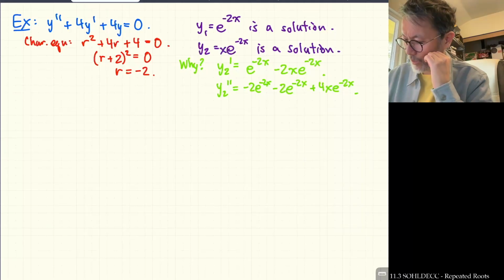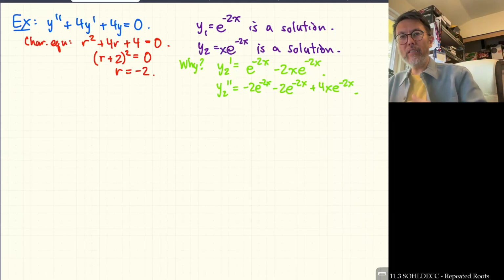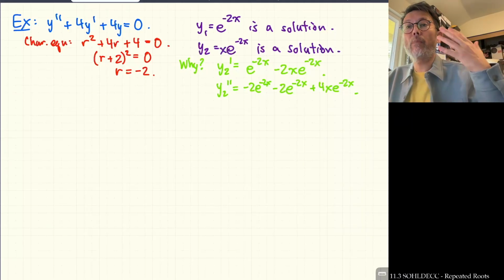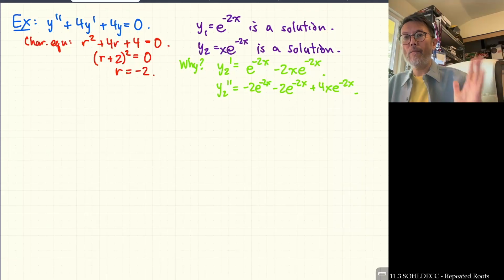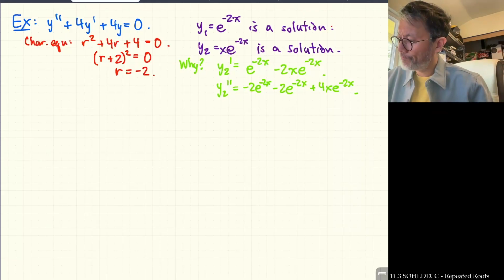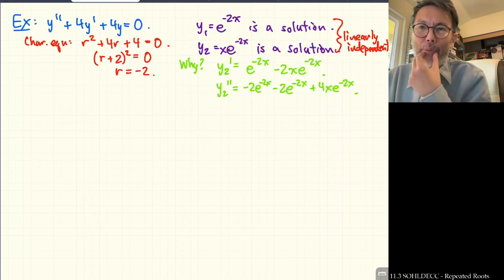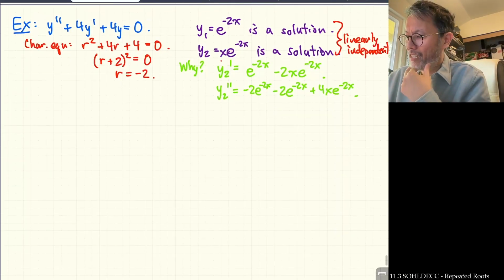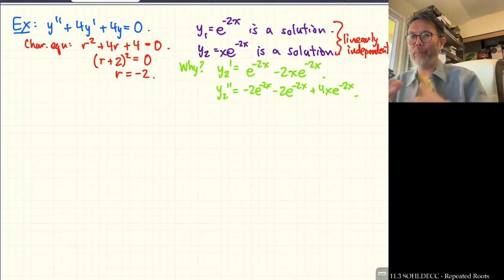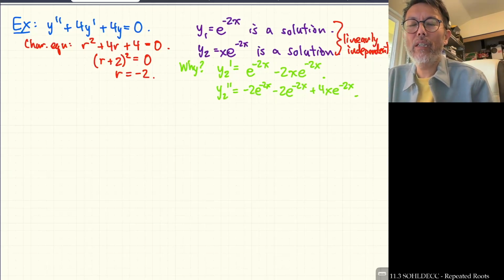Yeah, that's good. Okay. So indeed, these two things here are solutions, and by the way, these are linearly independent. You can check that too. Remember what that means. All that means is one is not a constant multiple of the other. Highly plausible, right? This x should really make it clear that these can't be constant multiples of one another.